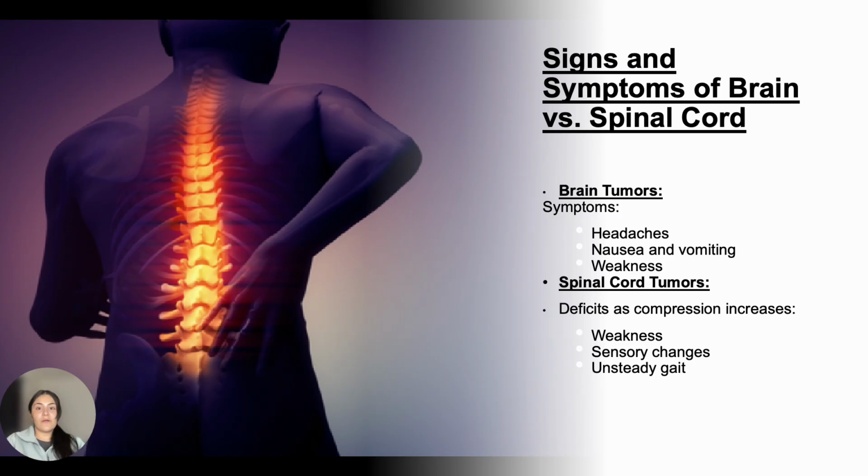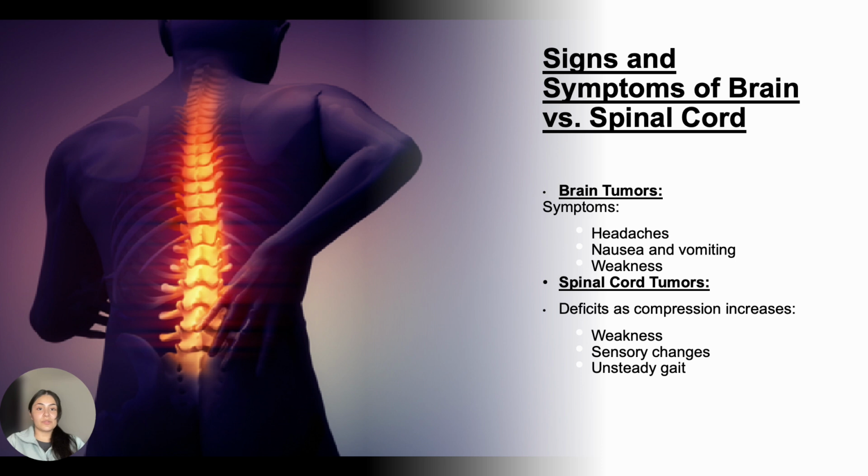So, symptoms are often vague at first and may include headaches, often worse in the morning or with activity, nausea, vomiting, weakness on one side of the body, double vision or other visual disturbances, seizures, personality or behavior changes, difficulty with speech or coordination, because different parts of the brain control specific functions. Symptoms will depend on the tumor's location.